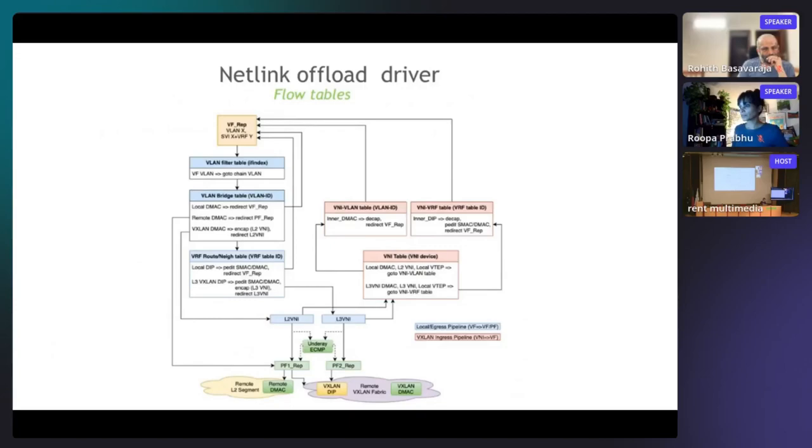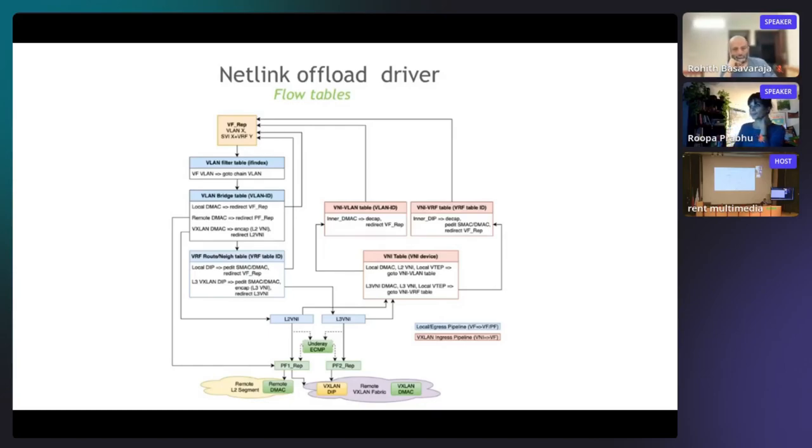This slide gives you a quick overview of how these various tables are built in the Netlink offload driver. At the high level, you can see the left part of the diagram, the tables in blue, are all the tables used in the NCAP direction, and the tables in red are used in the DCAP direction. Typically in the NCAP direction, the packet reaches the corresponding either the virtual representer or the physical representer.